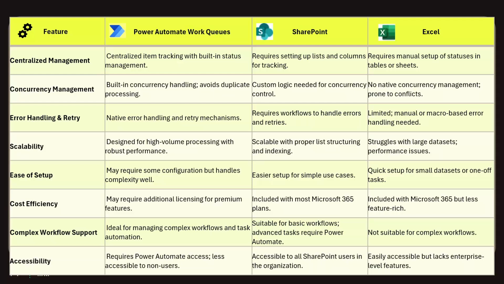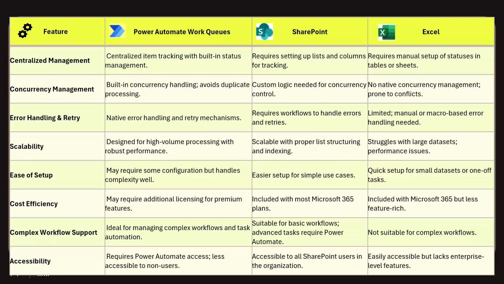We have seen that in the work queue portal. But at the same time, for SharePoint or Excel, we require a manual setup, which is quite difficult. And concurrency management means, like I told you, when a queue item is in processing state, no other bots, if it is a multi-robot scenario, will touch that particular queue item, because it understands that the queue item is in the processing state, so it will go and pick up another queue item.